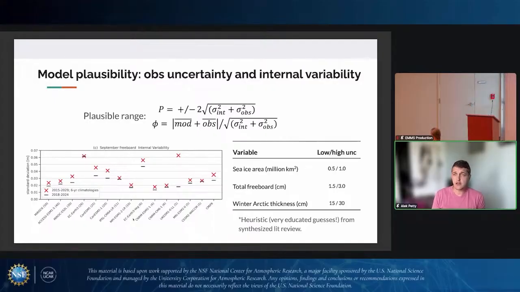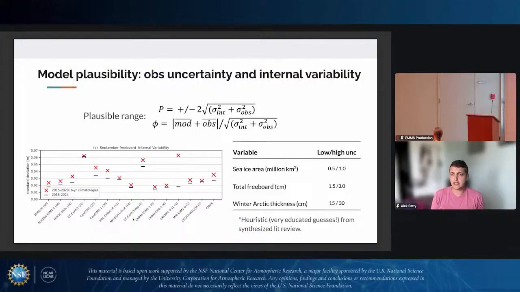ICESat-2 is really, really good at measuring freeboard, and it's done it virtually uninterrupted since it launched in 2018. So the observational uncertainty of freeboard is low. When we start bringing in additional input assumptions regarding snow loading and ice density, that's when the uncertainty radically increases. I'm not going to go into the details, but we have this summary of our uncertainty estimates on the bottom right, which is what we use in our plausibility assessments.